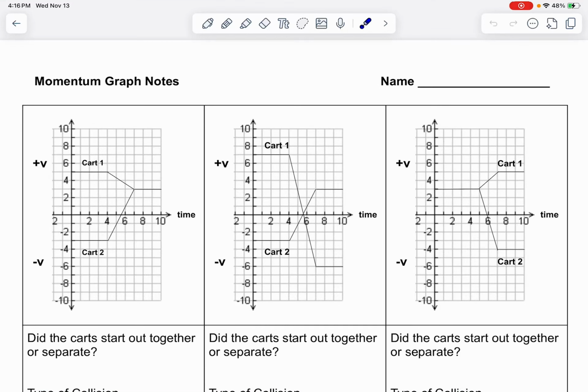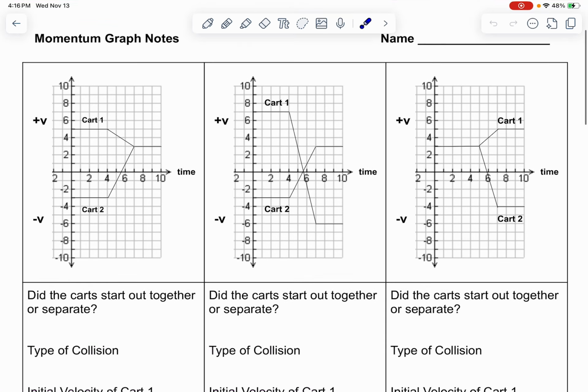What I want to do is go over some momentum graphs. Oftentimes we want to be able to visualize information, and we do that in graphs quite a bit. So I've got three different graphs, and I'm going to go individually by each to see what we think is happening, what type of collision we have, and what the information tells us about the mass of the objects. All right.